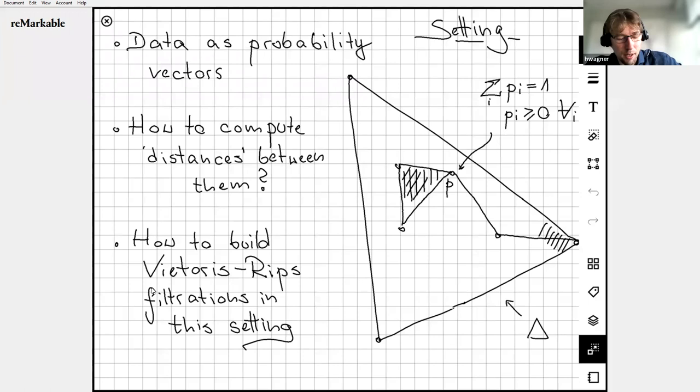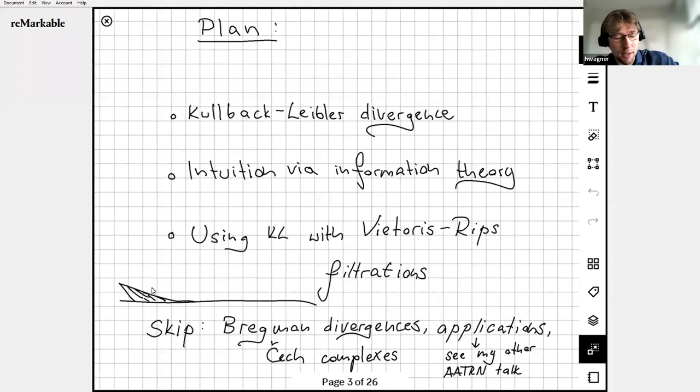So the plan for today is that I would like to start by introducing the Kullback-Leibler divergence, which will be our main way of comparing those probability vectors. Then I would like to go a little bit into information theory and in particular coding theory to convey some of the intuition behind this. And then we will tune the usual Vietoris-Rips construction so that we can actually use this Kullback-Leibler divergence with it. In the meanwhile, you will see there are some apparent problems with using this. For example, it's non-symmetric, but those problems will go away quite nicely.